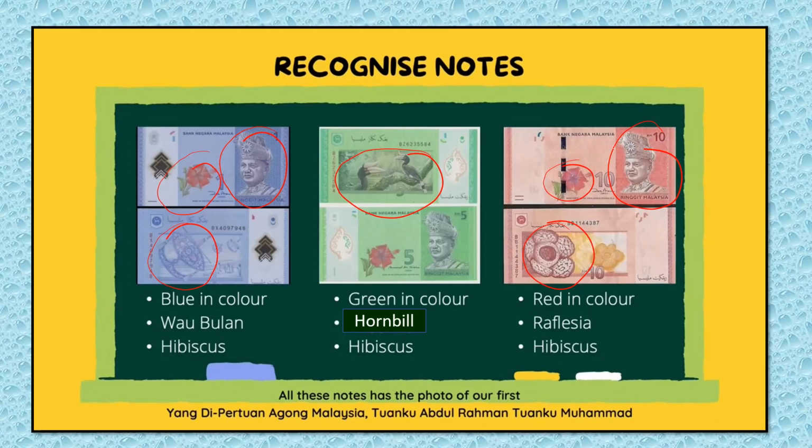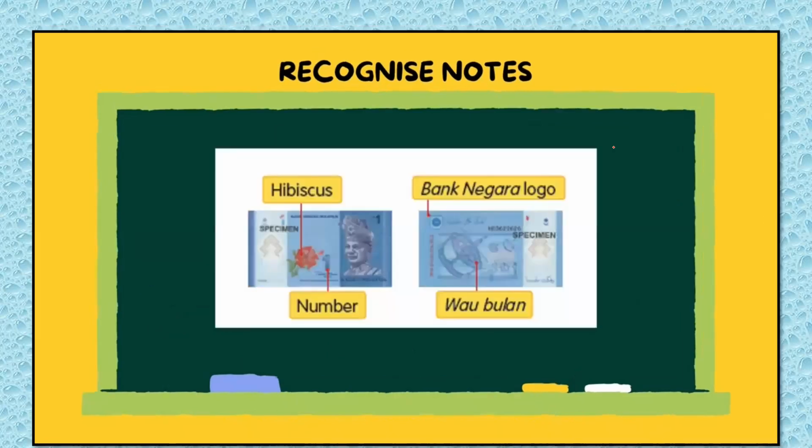Okay, Malaysian king. Let's move on to some other characteristics. As teacher mentioned earlier, this is the hibiscus, this is a number, and this is what? Bank Negara logo. This we call the Bank Negara logo. In every note you can see it. Our national bank is Bank Negara, right? You can see the logo of the bank.